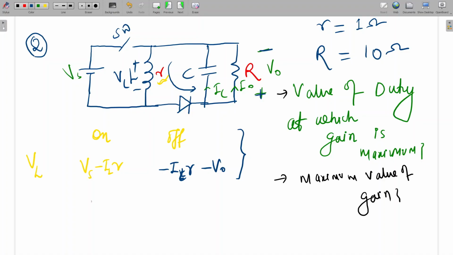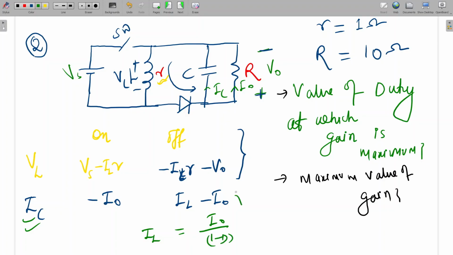Yes, sir. Okay. Similarly, the IC current will be the same: IC will be minus I naught in the on case and IL minus I naught in the off case. So from IC we can write the same equation. IL is equal to I naught divided by 1 minus D, by applying ampere-second balance to these equations. So it will be V naught divided by R into (1 minus D).